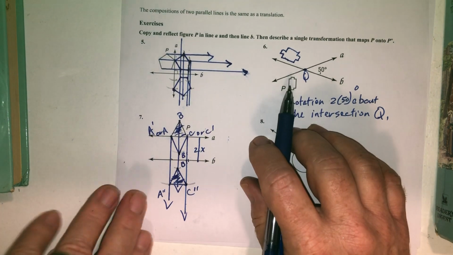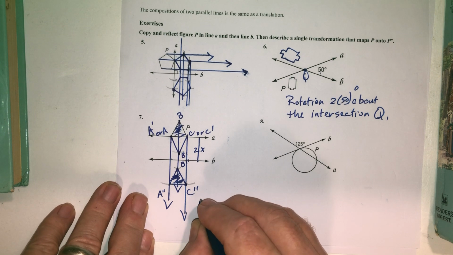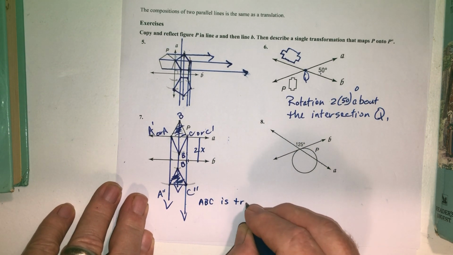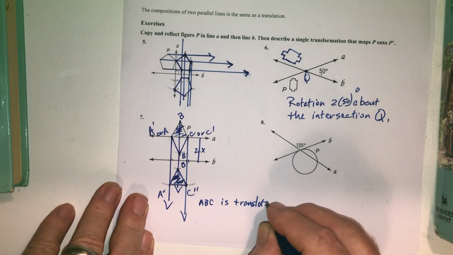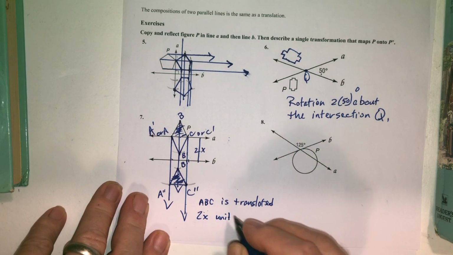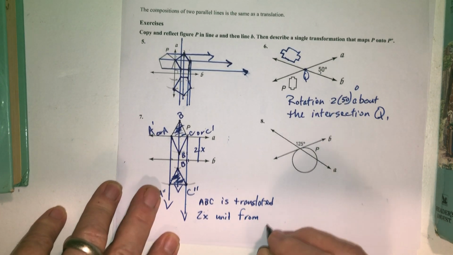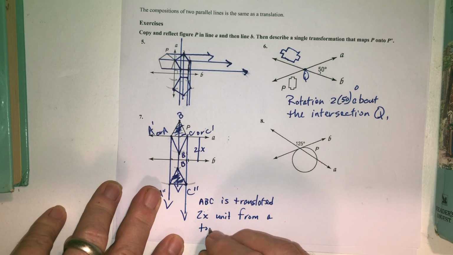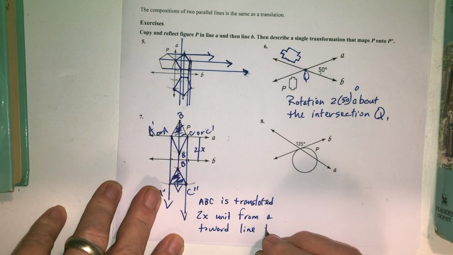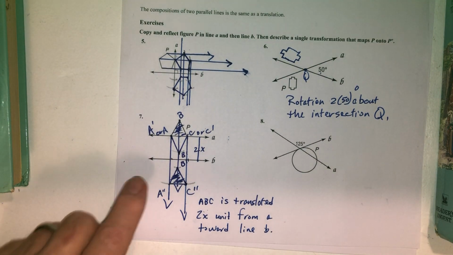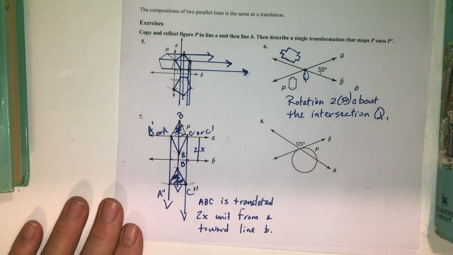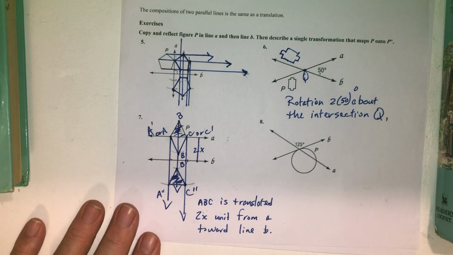So when it says describe it, triangle ABC is translated 2X units from line A toward line B. That's what you always get anytime you reflect a figure, excuse me, about two parallel lines.